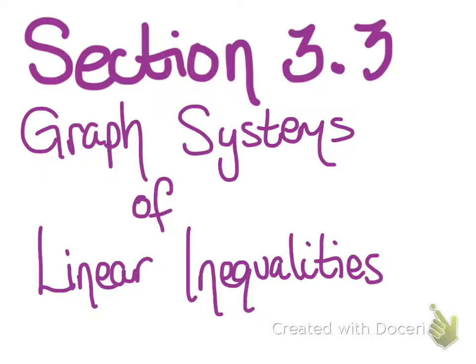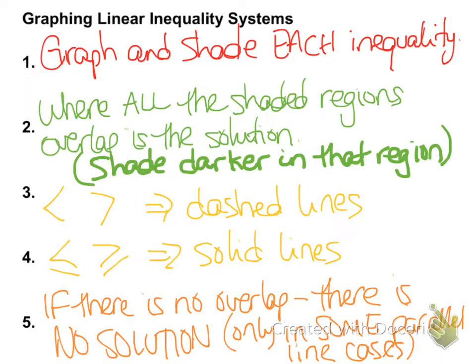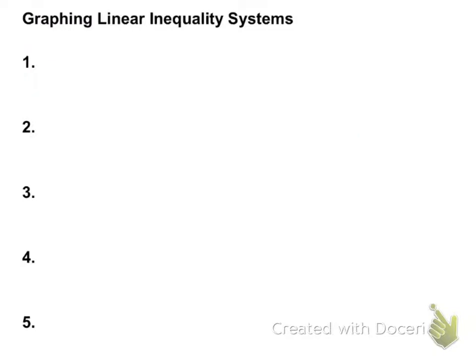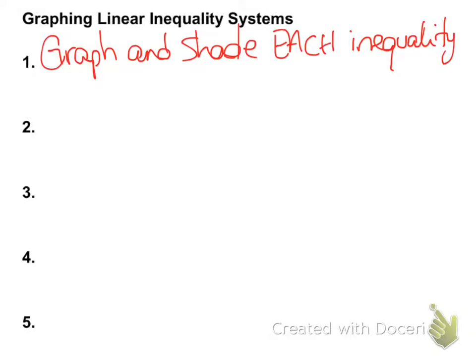Now we're going on to section 3.3, and this is graphing systems of linear inequalities. And so again, we've graphed inequalities. I gave it away a little bit too soon. But anyway, when you graph linear systems of inequalities, not really 5 steps to do, but 5 things to keep in mind. First, you need to make sure that you graph and shade each inequality.